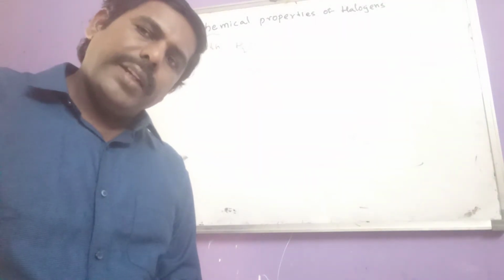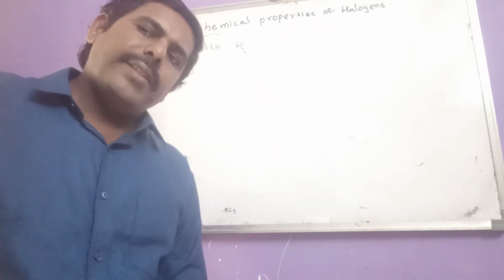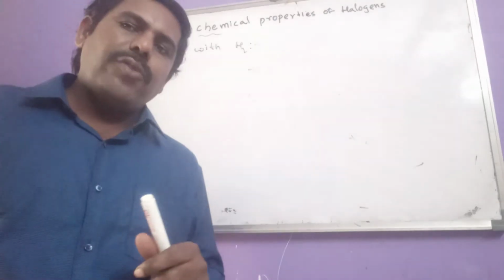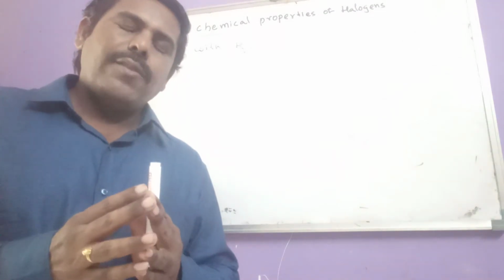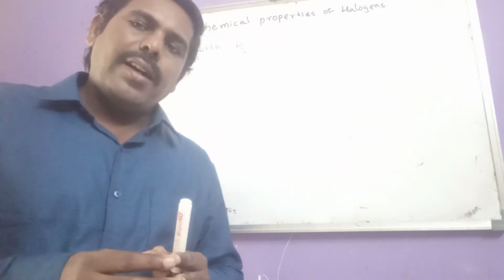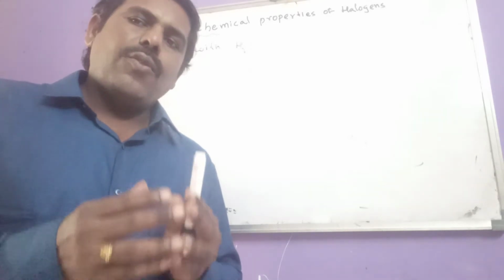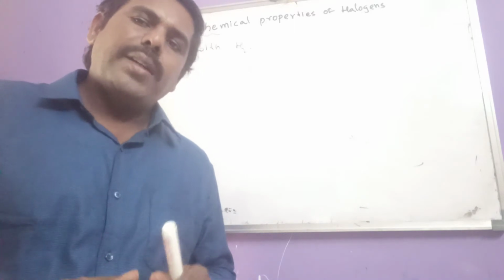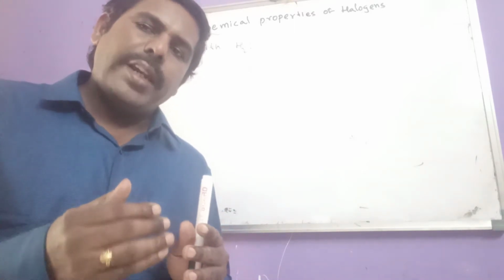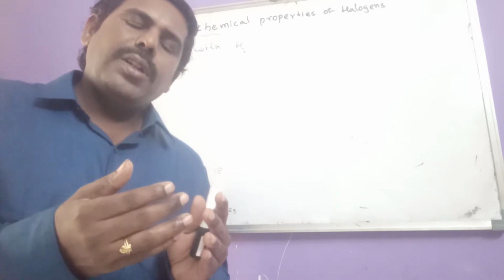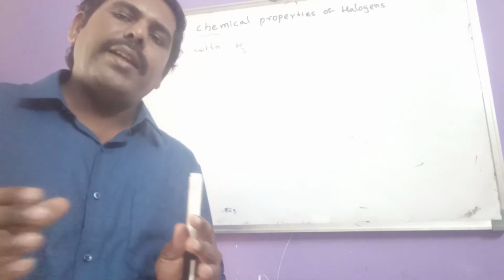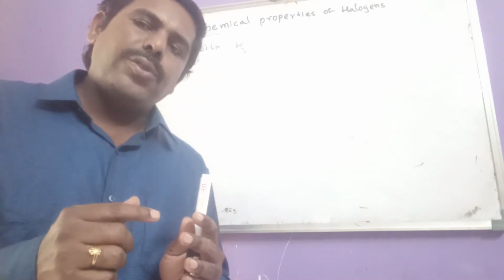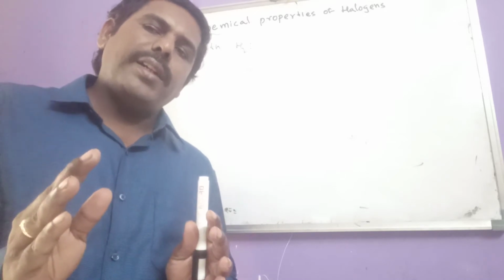Hello, in this video let us discuss chemical properties of halogens. Before going to the chemical properties, one thing we have to get clarity: the reactivity order of halogens. Reactivity decreases from top to bottom. That means F2, fluorine, is highly reactive and iodine is less reactive. So reactivity decreases from F2 to I2. Okay, that we have to get clear.